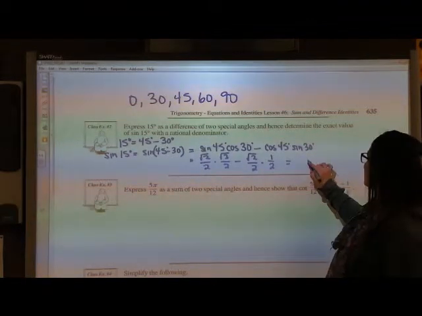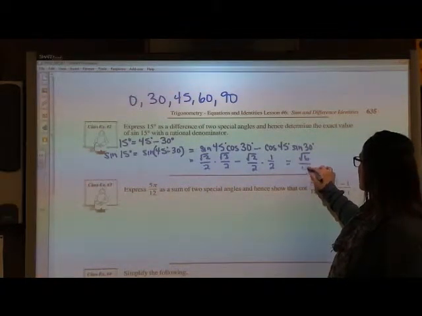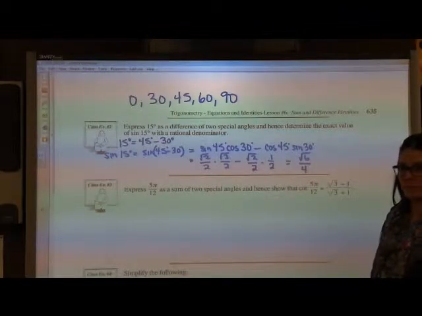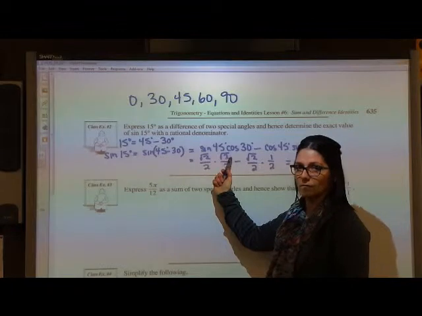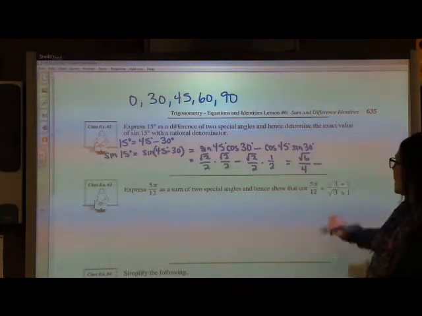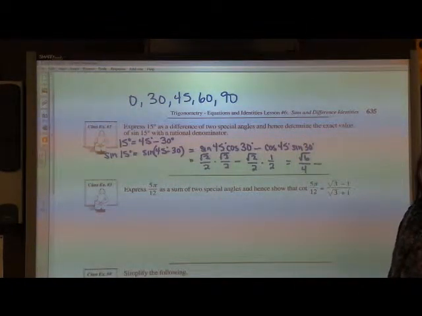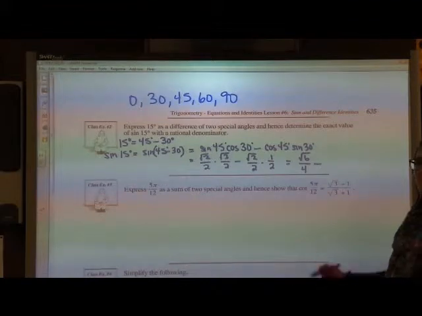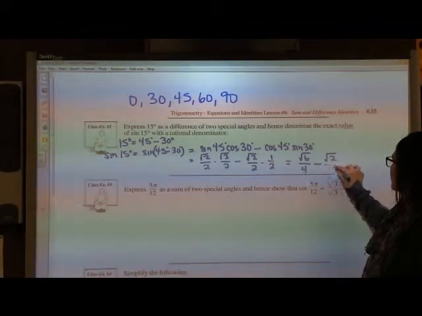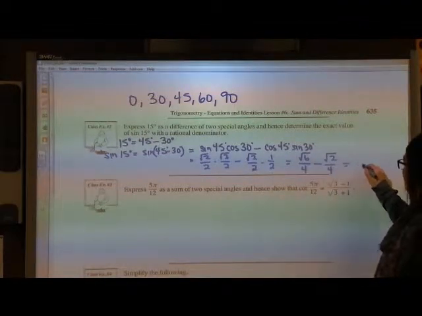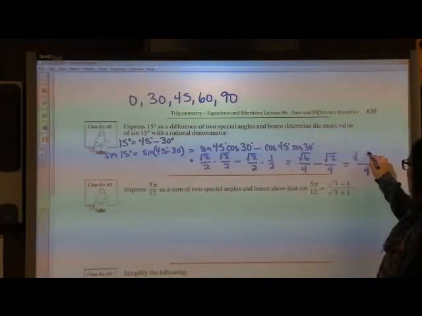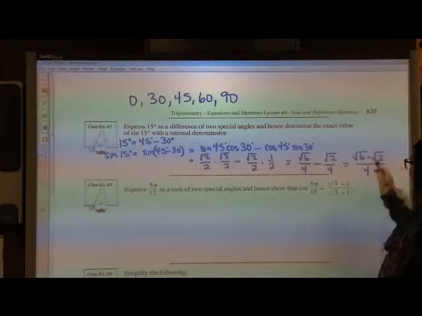Okay. Root 2 over 2 times root 3 over 2 would equal root 6 over 4. The square roots don't cancel each other out because they're not the same radical. Minus, what's root 2 over 2 times 1/2? Root 2 over 4.